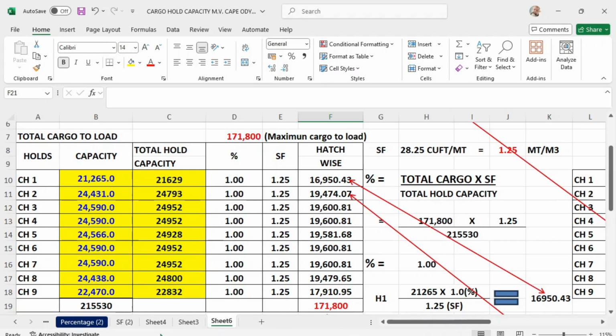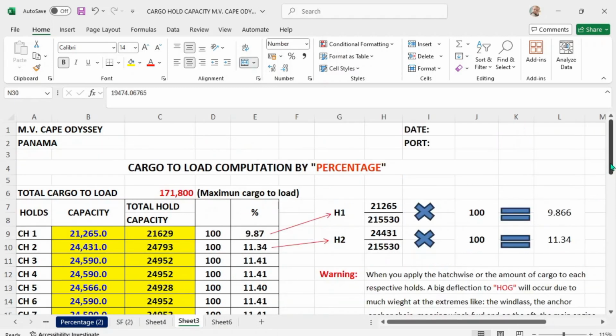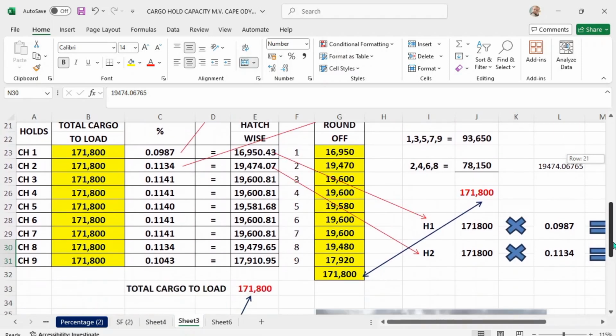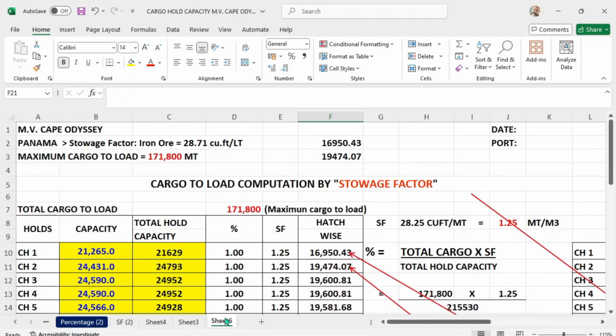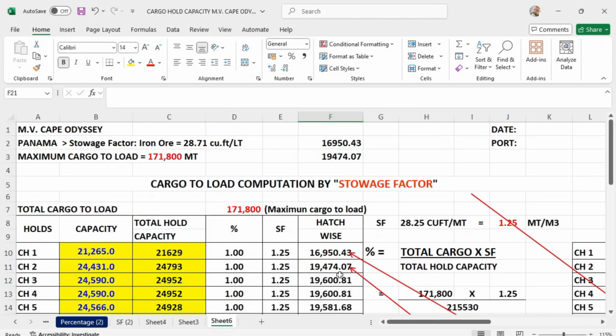Okay, so let's check, guys, with this how much she got in hold number 1 by stowage factor and by percentage. Okay, number 1 is 16,950.43, and number 1 here is 16,943. Okay, so in hold number 2, 19,474.07, and get here 19,470 or 474.07, which is this one, the same.